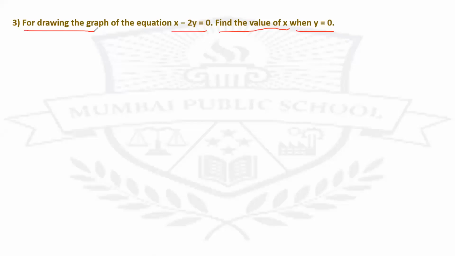Understand here? They're just telling you that if you want to draw the graph, they didn't ask you to draw the graph. They're asking, if you want to draw the graph of the equation x minus 2y, you have to find the value of x when y is equal to 0. So what I'm going to do is, check. You're going to substitute y equals 0.